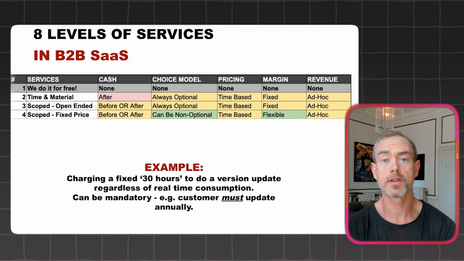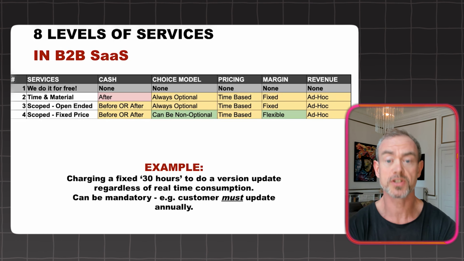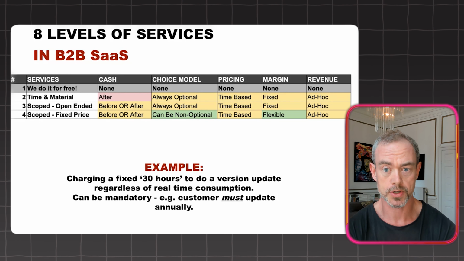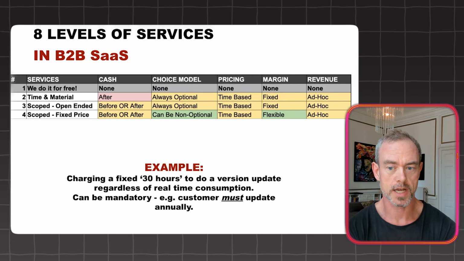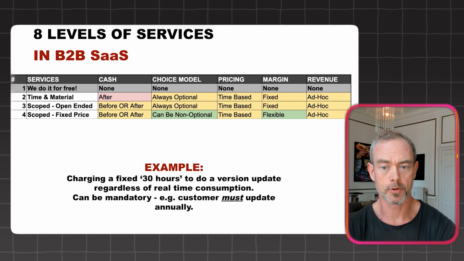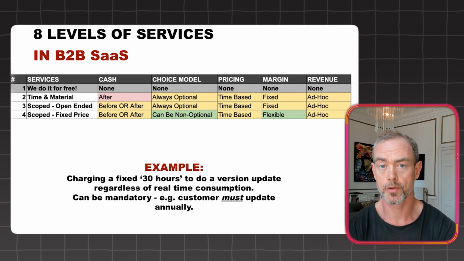So, but it is not something that you can opt out of. So it's just like, we're just going to let you know that this is a line item when we charge. Pricing, however, is still time-based, but margin is now flexible because you can do it faster than the 30 hours.